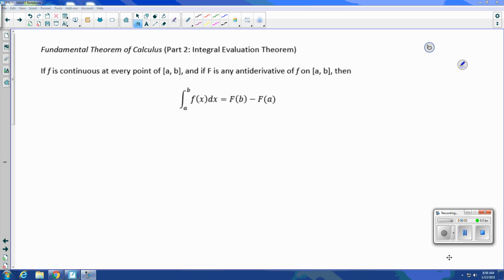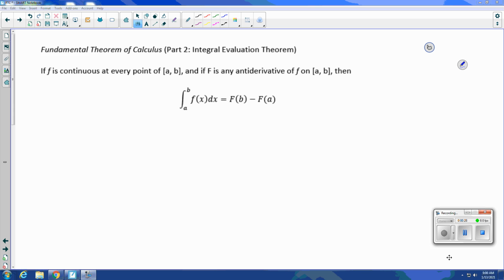Fundamental Theorem of Calculus, Part 2, Integral Evaluation Theorem. If f is continuous at every point on the closed interval from a to b, and if capital F is any antiderivative of f on a to b, then the integral from a to b of f of x dx is equal to capital F of b minus capital F of a.